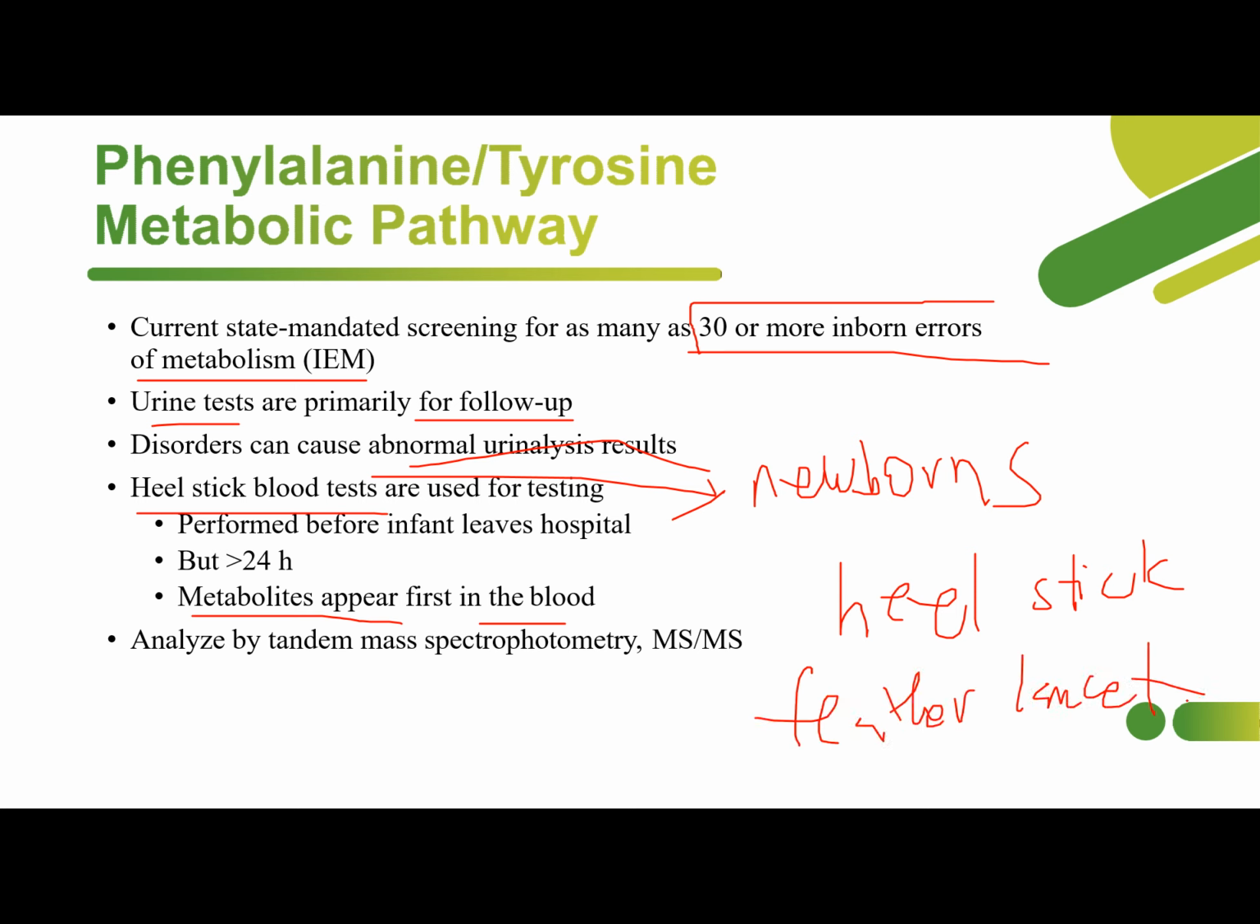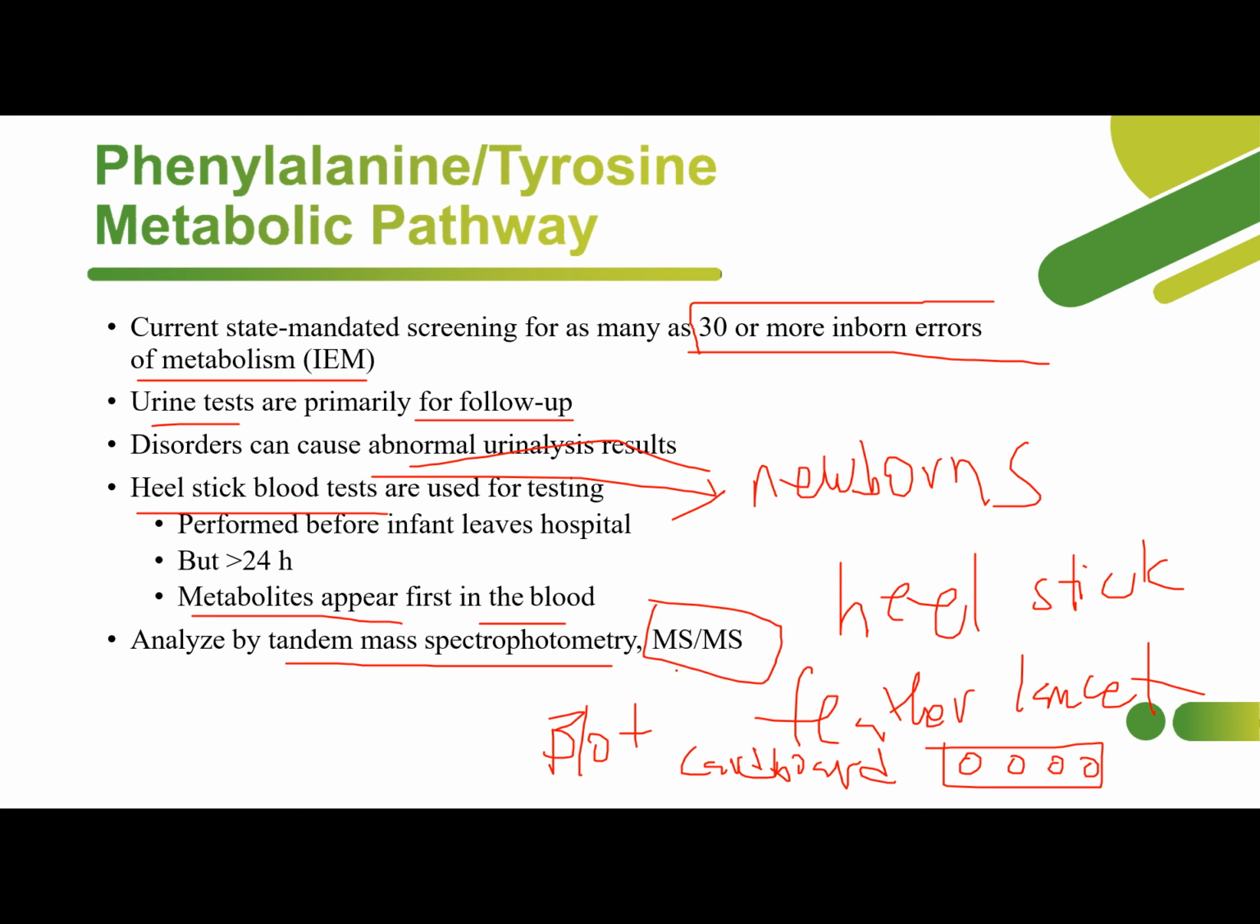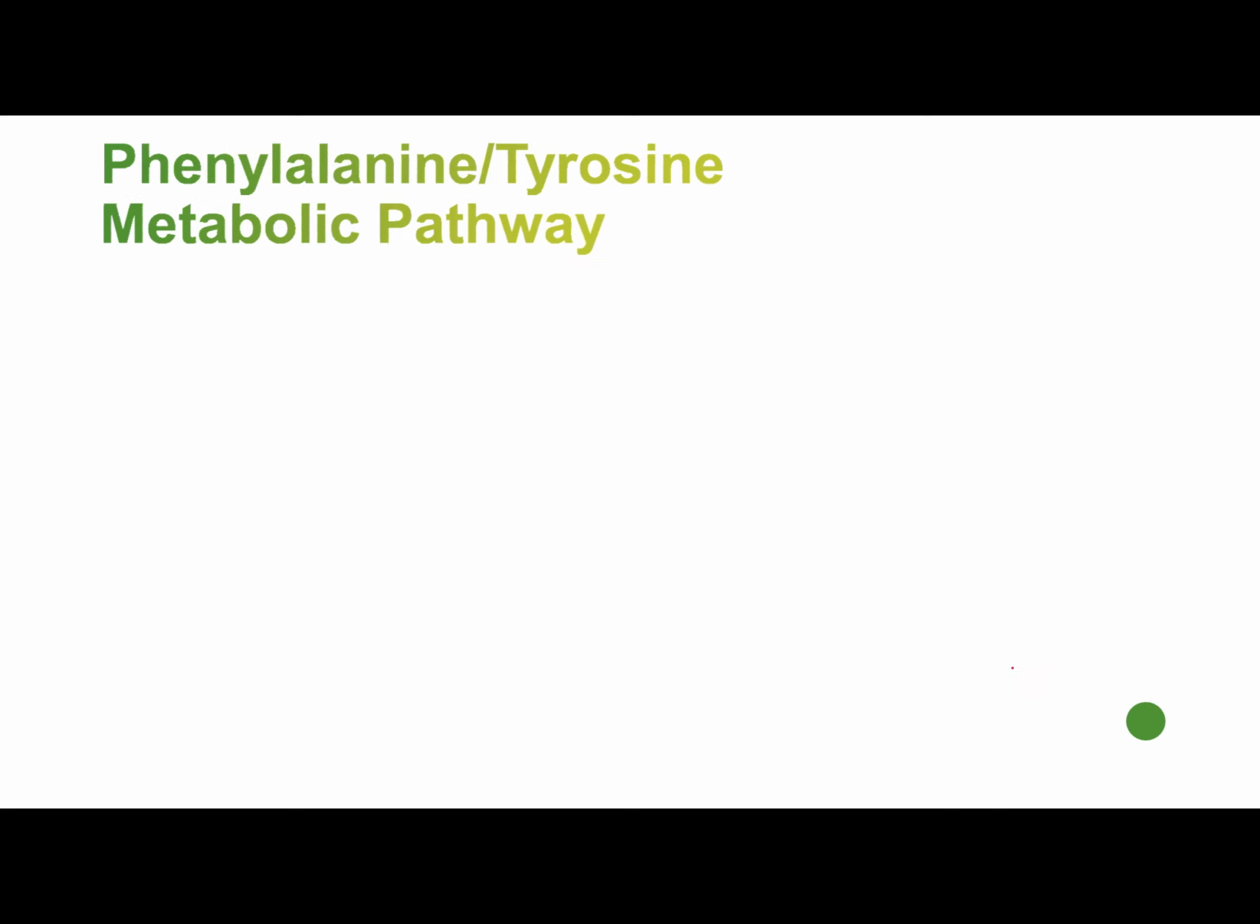a feather lancet, then you wipe off the first blood, then you blot it against a cardboard. That cardboard is the newborn screening card. So that's what it looks like, and there are circles on it. You need to blot the blood onto those circles. It is analyzed by tandem mass spectrometry. Tandem meaning two, mass spectrometry, MS. So it's being analyzed by your MS, or your tandem mass spectrometry.